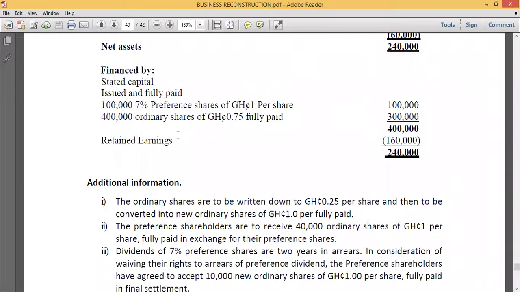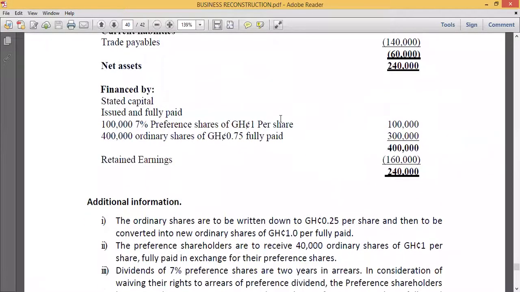Meanwhile, the ordinary share is what? Ordinary shares of 75 pesos. Information reaching me suggests that this is also your past question. Okay. What is the ordinary share? The ordinary share is 75 pesos. Now, this 75 pesos, we have to write it down to what? 25 pesos. So how much are they losing per share?